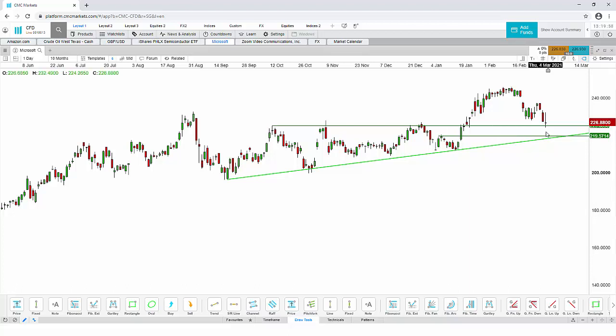So it's very interesting to watch how Microsoft reacts in these couple of days, since right now it has really pulled back to a former resistance that now turns into a pullback support, as well as this dynamic support from the ascending trend line support level that I drew earlier on.